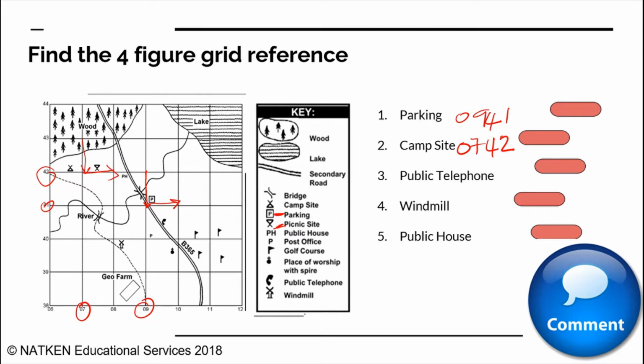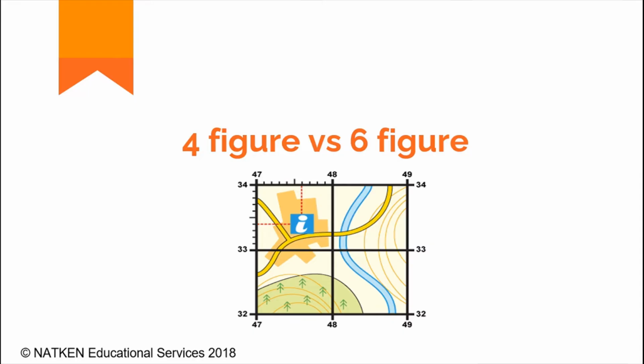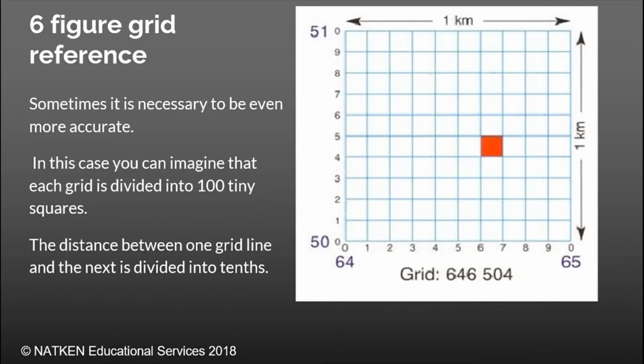So this brings us to another question. What if a more specific location is needed? What exactly would you do? That is why we have a 6-figure grid reference. So the 4-figure grid reference gives you the grid square that the symbol actually falls in. But if you need a more specific location for that symbol, then that is where you would use a 6-figure grid reference. So basically you would be adding 2 other numbers to ensure that you get a more accurate answer. So let us look at how we would do that exactly.